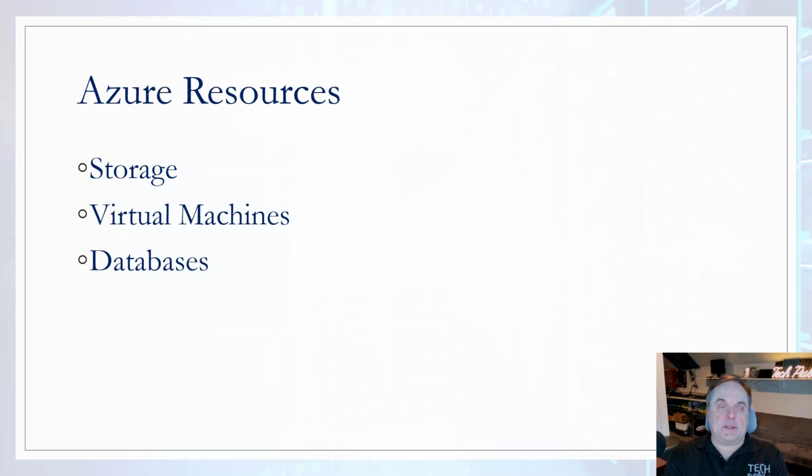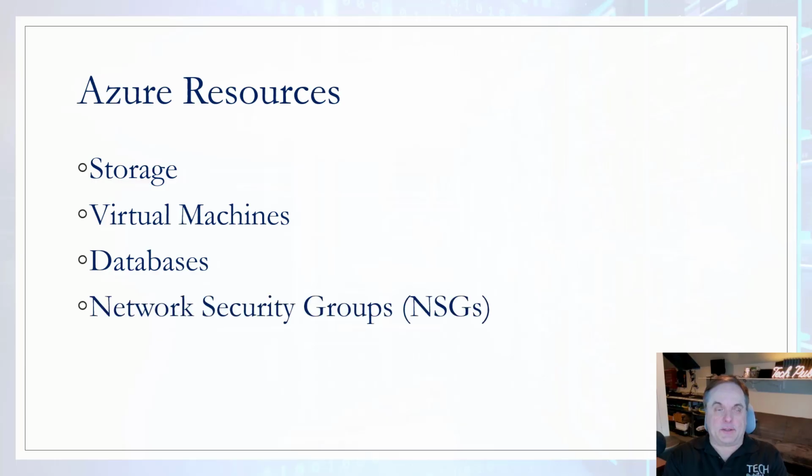Then we have databases. Databases are part of platform as a service, where you will bring in the application and go ahead and store the data inside these databases that you can then rent from Microsoft Azure. And there's multiple different types of databases as well. Then there's network security groups. These are created automatically when you create a virtual machine, but you can also use network security groups for other types of networking, such as connecting from your on-premises local area network into the Azure cloud.